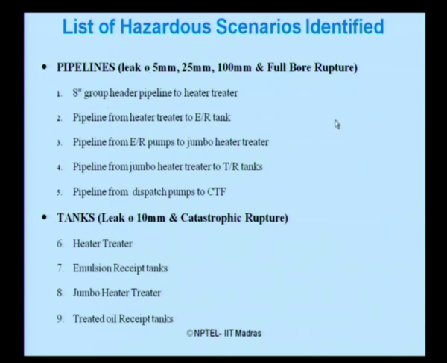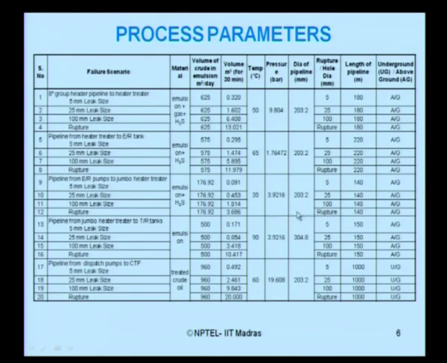So, from the given process flow diagram, I identified a specific segment of the problem. In that segment I subdivided them into two basic modules, one is the pipeline module failure, the other is the tank module failure. Once I do that, I now tabulate the process parameters of these specific scenarios. For example, I look at the scenario of the 8-inch group header pipeline coming to the heater treater.